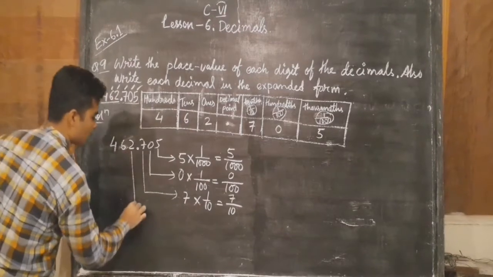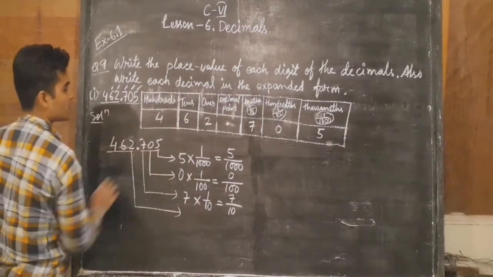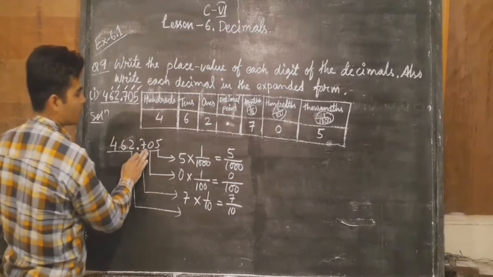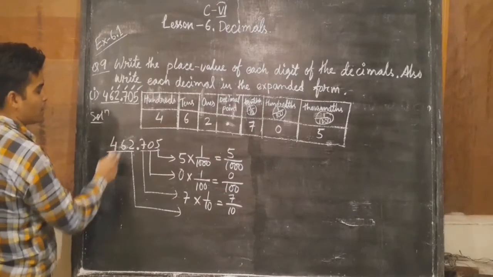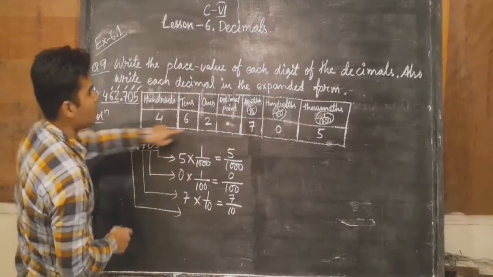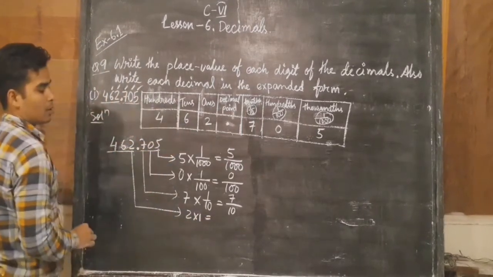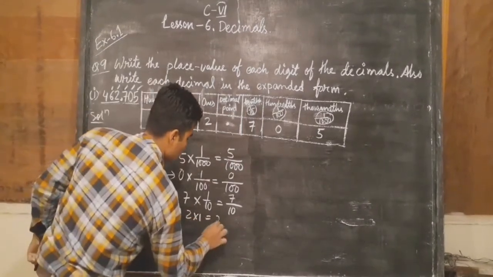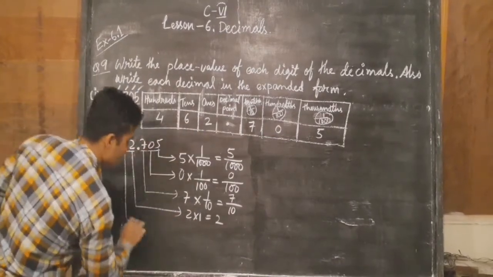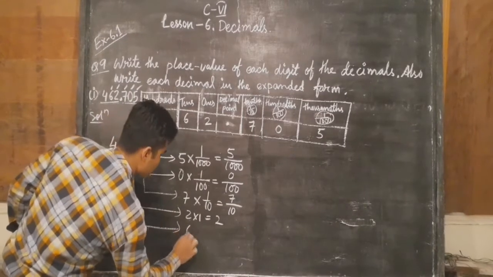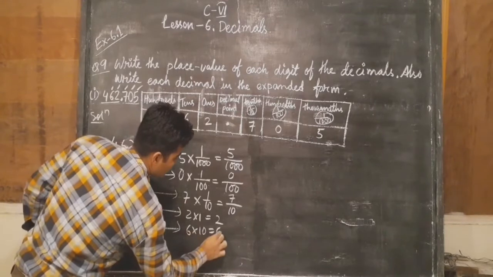Now this part is the whole number part. You can see this is the whole number part and this is the decimal part. So the decimal part place value we find like this, and the whole number part we find in this way. Now this 2 is in which place? Ones place. We will multiply 1 to this number, then 1 to the 2, and this is in which place? Tens place. So we will multiply 10 to this number, then we get 10 6 is 60.